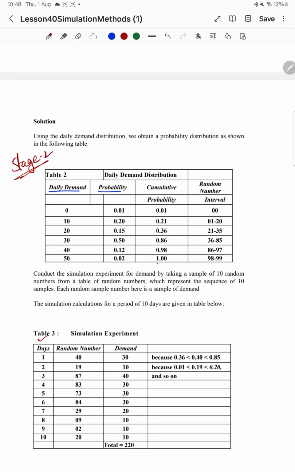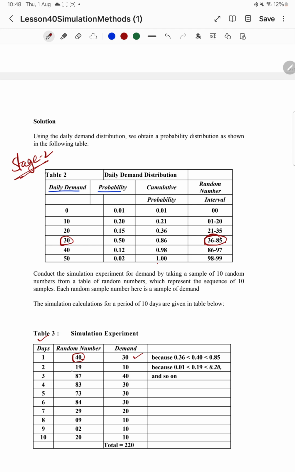What is the first random number? 40. So now we have to check in which interval from the above table this 40 exists. This 40 is in between 36 and 85. That's why for 36 to 85 we have to check the corresponding demand. What is the corresponding demand? 30. So that's why 30 is written.